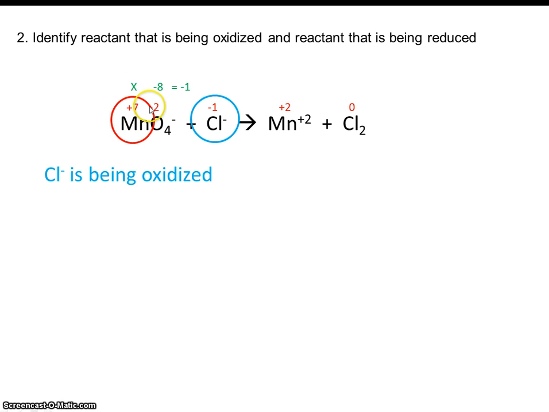Manganese is going from +7 to +2. That means its oxidation number went down. It went down because it gained electrons. So manganese is being reduced.